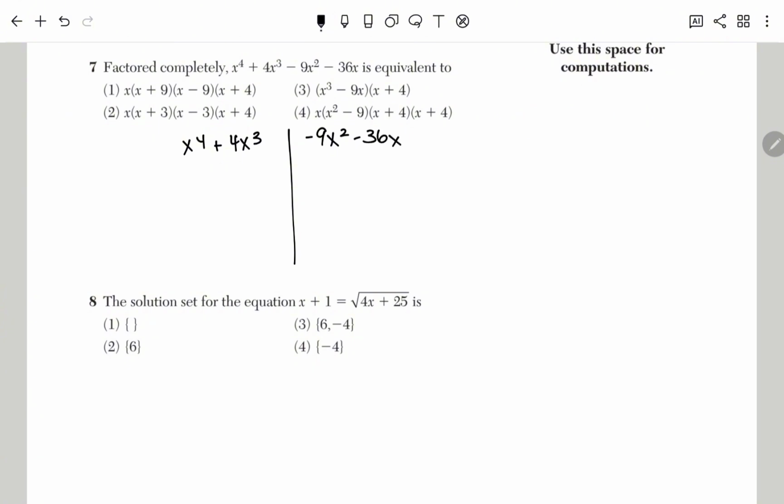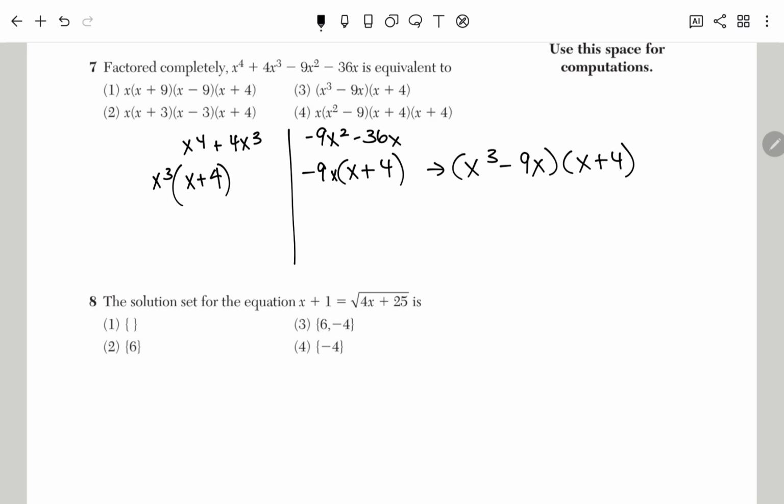GCF. So what is the greatest common factor between x to the 4th plus 4x cubed? x cubed. Here we're remaining an x, and here is remaining a 4. On this side, what is the GCF of negative 9x squared minus 36x? Well, negative 9x. What is left is an x plus 4. So that part is done, right? So we're going to put it all together. x cubed minus 9x, x plus 4.